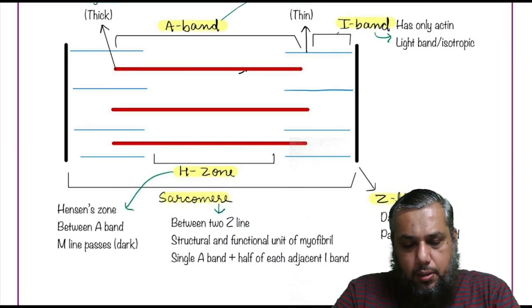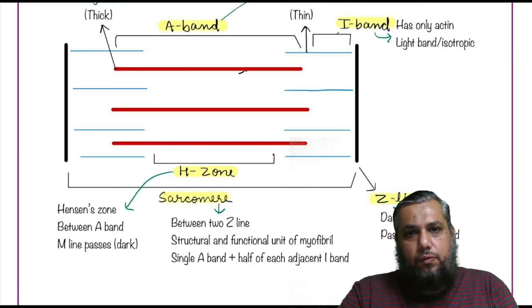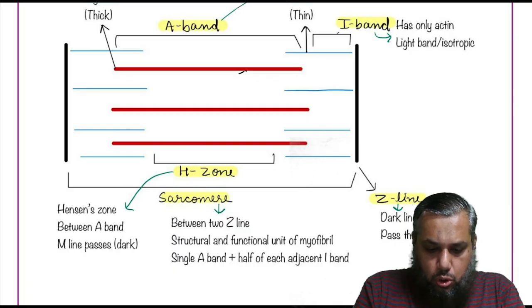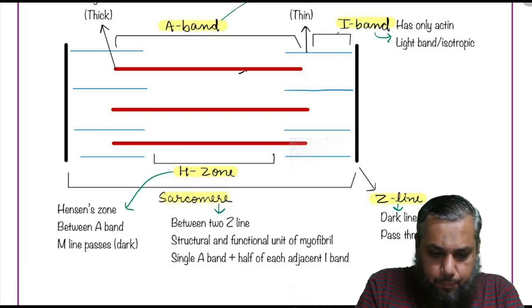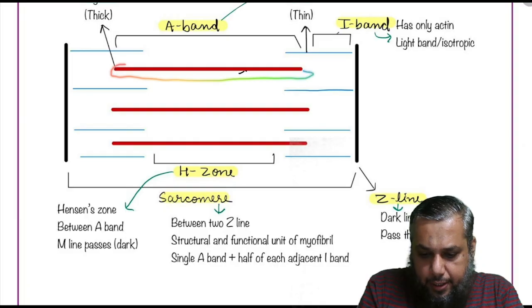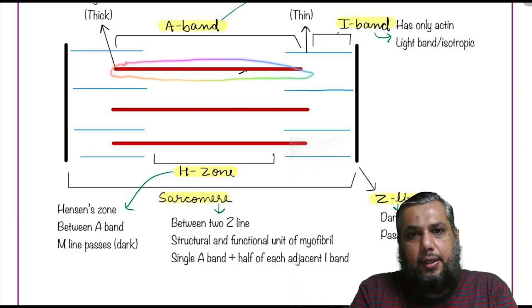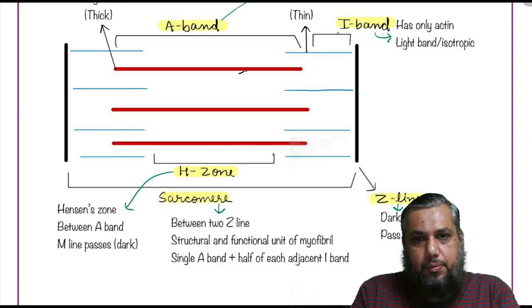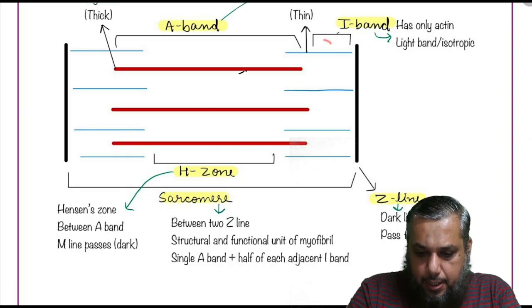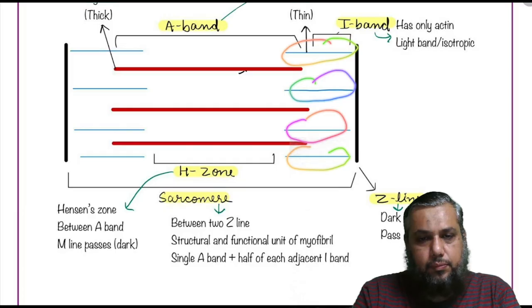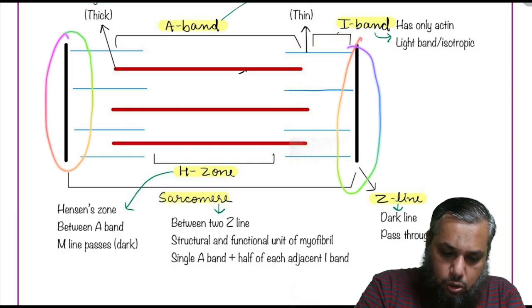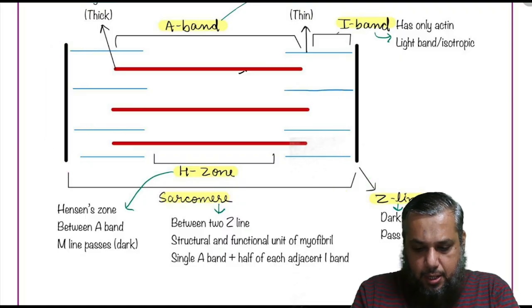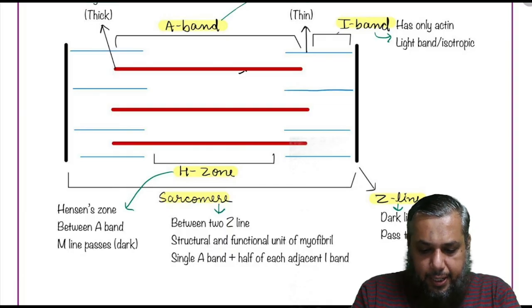The sarcomere consists of the thick filaments. So do you see this part that is shown in the red? That is the myosin filament, the thick filament. And these are the thin filaments. This is the, repeat in your mind, this is the Z line. This is the Z line.